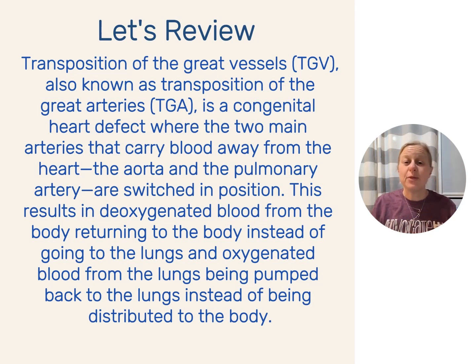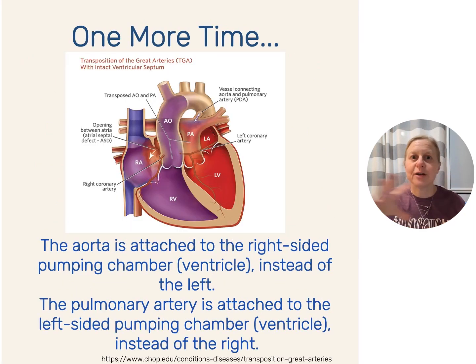But when those are switched, and your pulmonary artery is coming off of the left side of the heart and the aorta is coming off of the right side, you can see how we would get in trouble with two things. One, we can't get the blood to the lungs to do the gas exchange, so we are going to have deoxygenated blood full of waste. And two, we're then going to be pumping deoxygenated blood out into the body. So let's talk about this one more time.